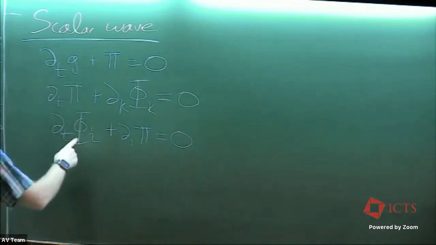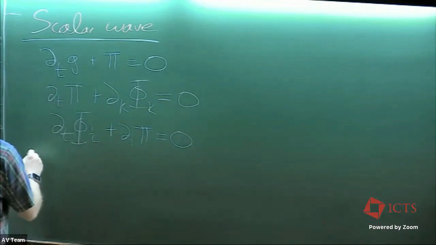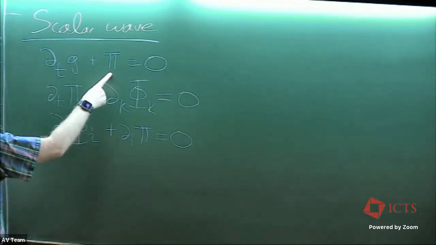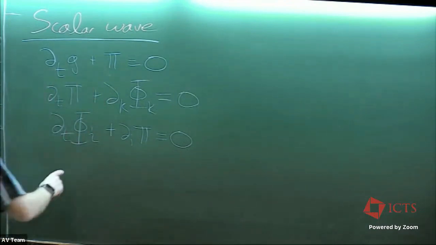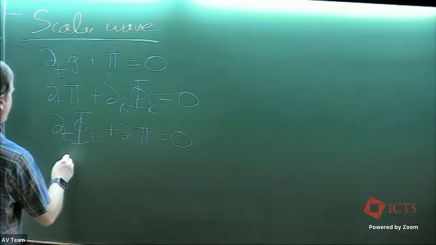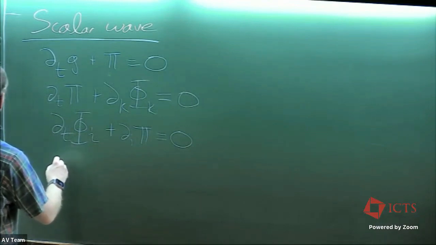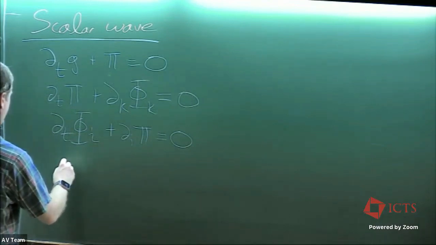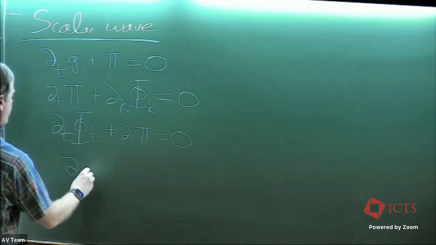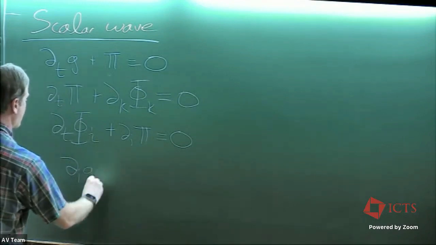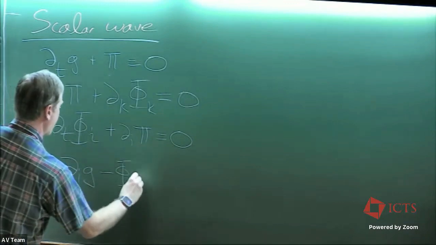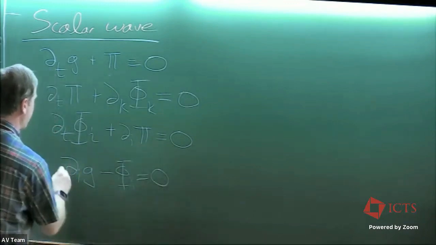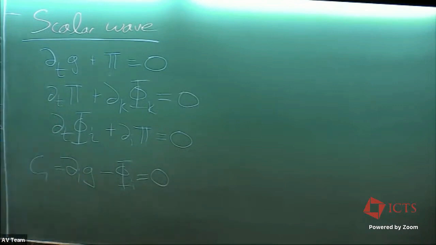And how are these Pi's and Phi's defined? Well, minus Pi is just the time derivative of the wave amplitude g, and then there's the constraint that defines Phi, and the constraint is the partial derivative of g minus Phi i is equal to 0, so we can call that C i. Okay, so that's the scalar wave system.